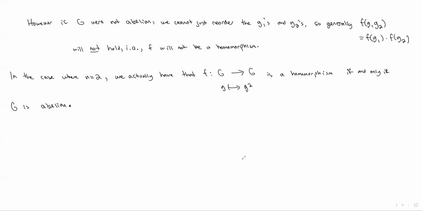So you already know it's an if. So if it's abelian, it is a homomorphism. We just showed that. The question is whether it's an only. Can it be a homomorphism in some non-abelian group? When n equals 2, it can't be. So when n equals 2, why is this true? Well, we already proved the if direction for all n.